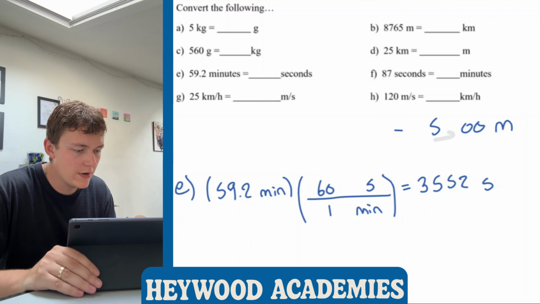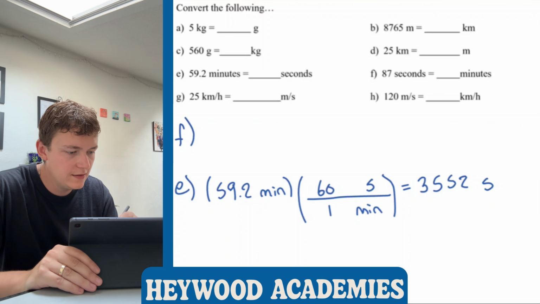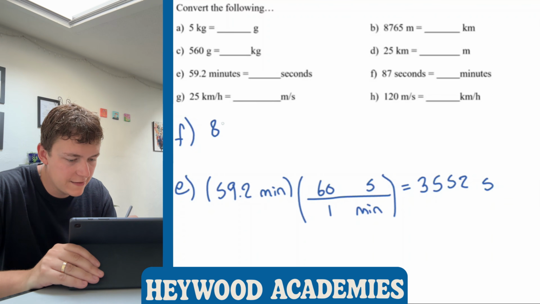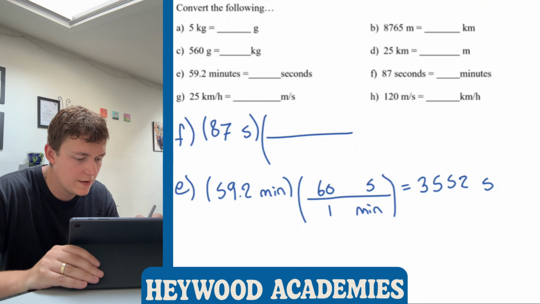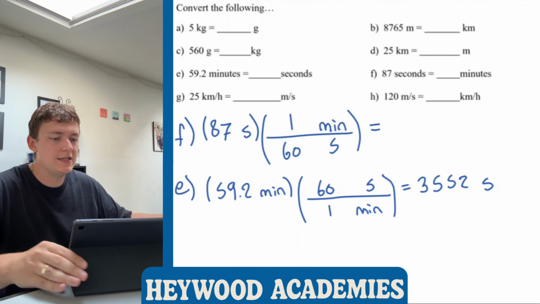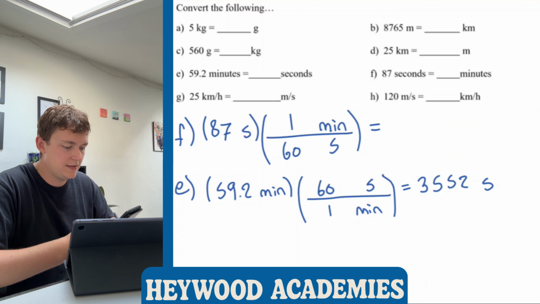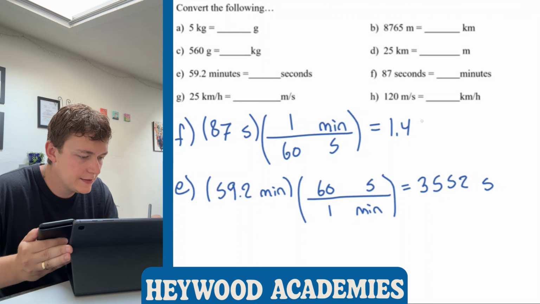Okay, now we're going the other way, from seconds to minutes. So for the next one, we've got 87 seconds, and we want to convert that over to minutes. It's going to look upside down from what we just did last time. So now we're going to put seconds on the bottom, minutes up top. 1 minute is 60 seconds. So we're going to take 87 and divide it by 60 in the calculator to give us 1.45 minutes.